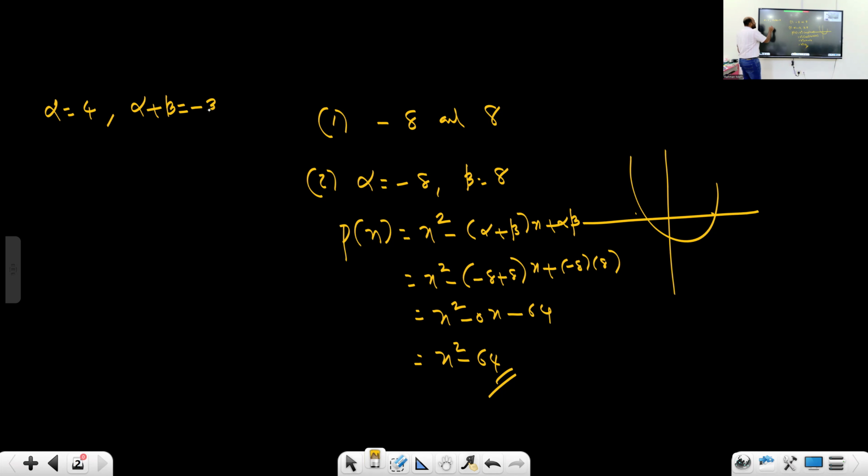What is alpha here? 4. 4 plus beta equal to -3. Beta equal to how much? -7. So again they are asking the polynomial. P of x equal to x square minus alpha plus beta into x plus alpha beta. Substitute the values.